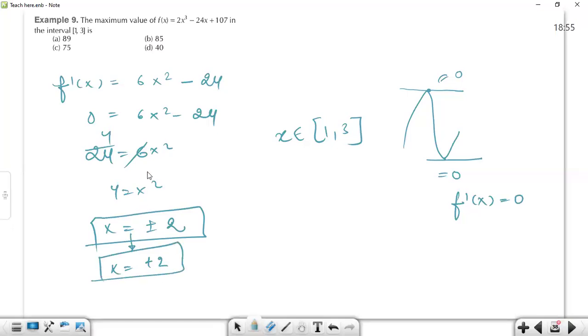So the maximum value of f of x: let's substitute f of 1 and f of 2. Let's find f of 2, which must be at its maximum. So what we have found till yet. Let's use the second derivative test simply.